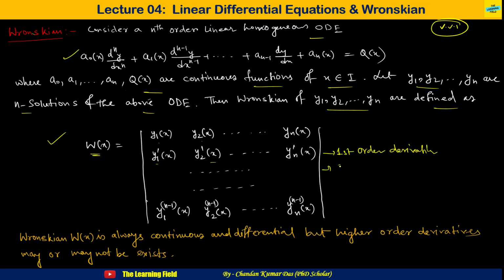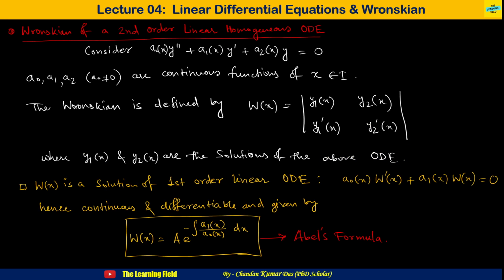Then the next row will be the second order derivatives, and similarly up to the (n minus 1)th order derivative in the last row. So the Wronskian W(x) is always continuous and differentiable, but higher order derivatives may or may not exist. Fine. Now basically in the exam paper we use up to second order. Questions come from the Wronskian up to second order.